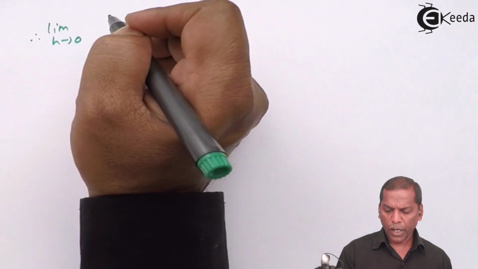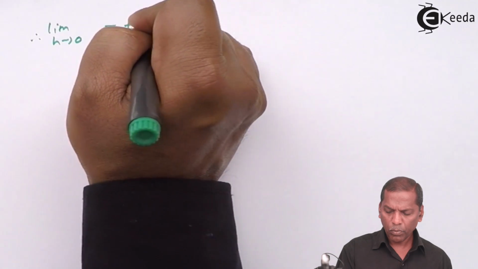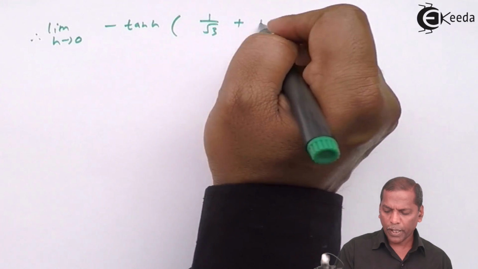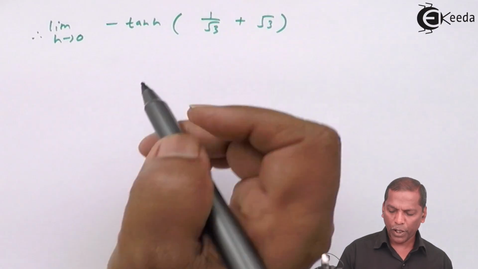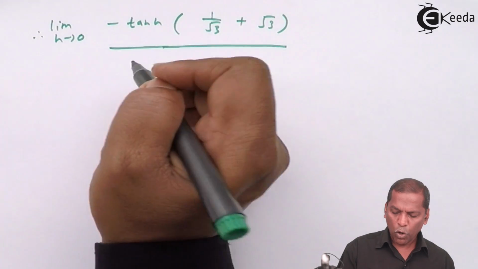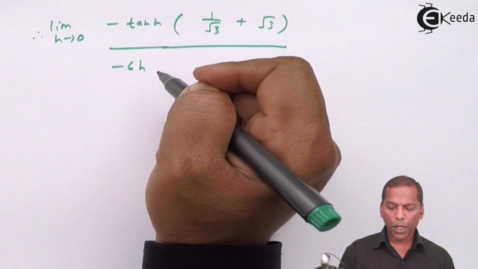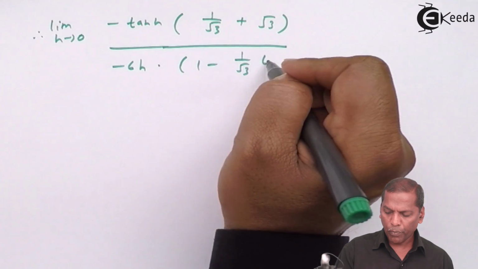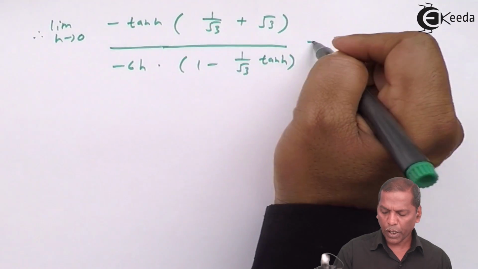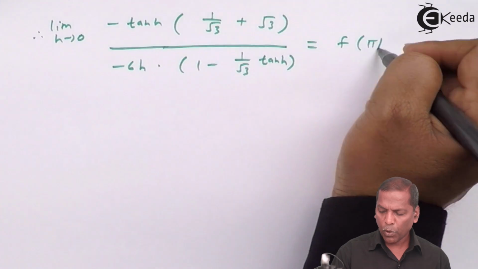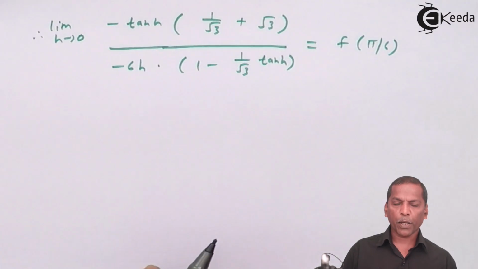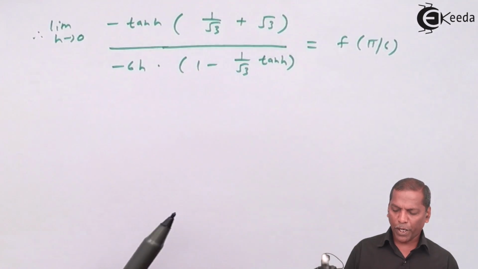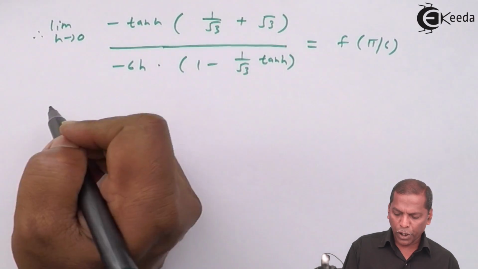We take minus tan h common. So in bracket we have 1 upon root 3 plus root 3 whole thing divided by minus 6h into 1 minus 1 by root 3 into tan h in the denominator is equal to f of pi by 6. Now here we cancel minus sign from numerator and denominator and rearranging the terms.